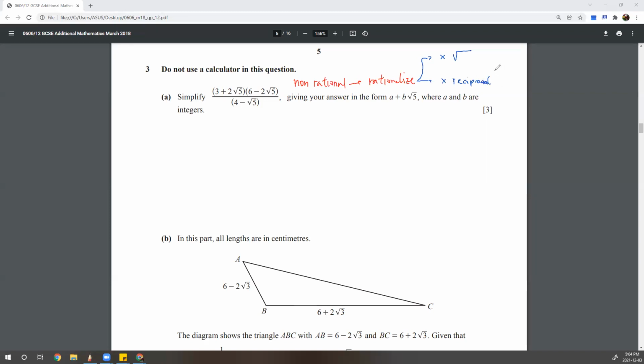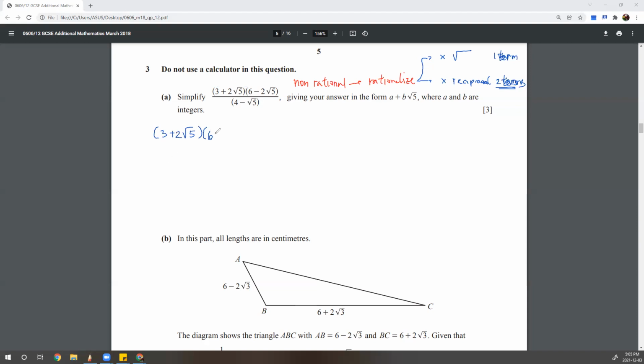If on the bottom part we have only one term, multiply by the square root. In this case, we have two terms, so you have to multiply with its reciprocal. So ignore the top side first, I want to just focus on the bottom part. You don't have to do the rainbow multiplication later. It is easy to solve. The bottom part is our objective.